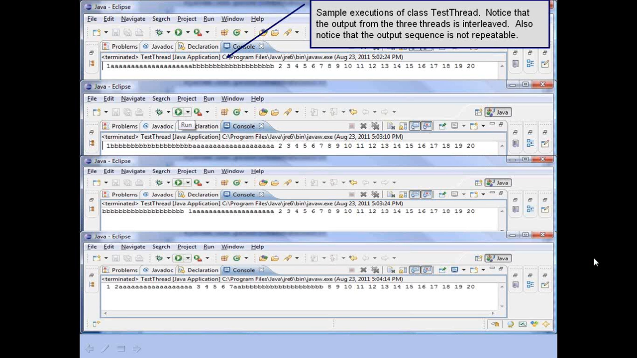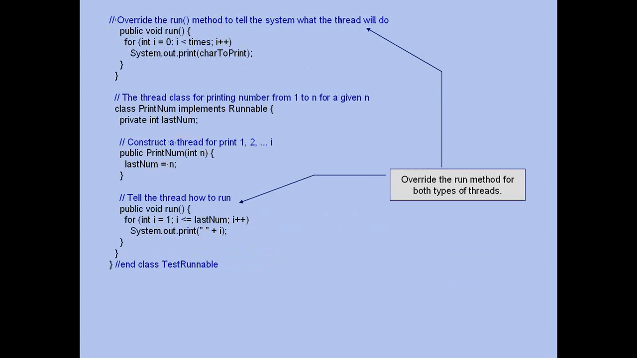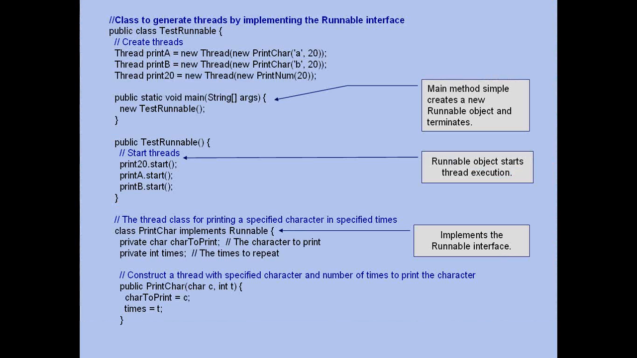Yeah, that's right. So if you run this, similar to our example that I have shown you earlier, see the sample executions. Notice that output from 3 threads is interleaved, and also notice that the output sequence is not repeatable. It may be repeatable or may not be repeatable. Now look at this other version of this. Now tell me what happens. I'll move to this once you're done with this.